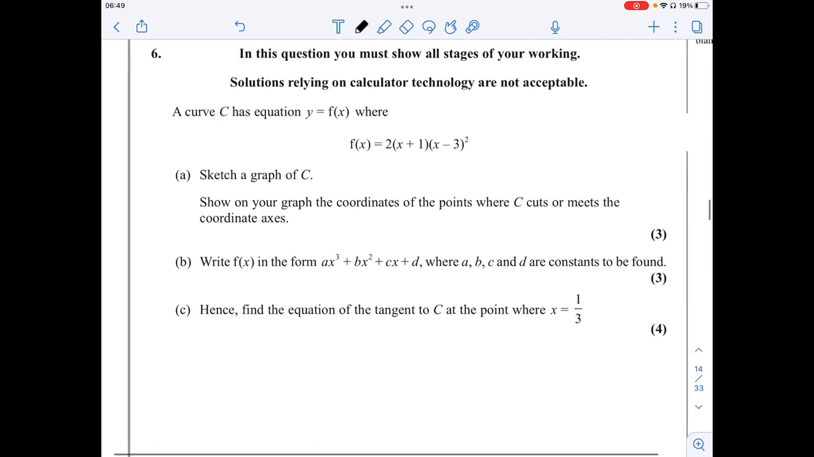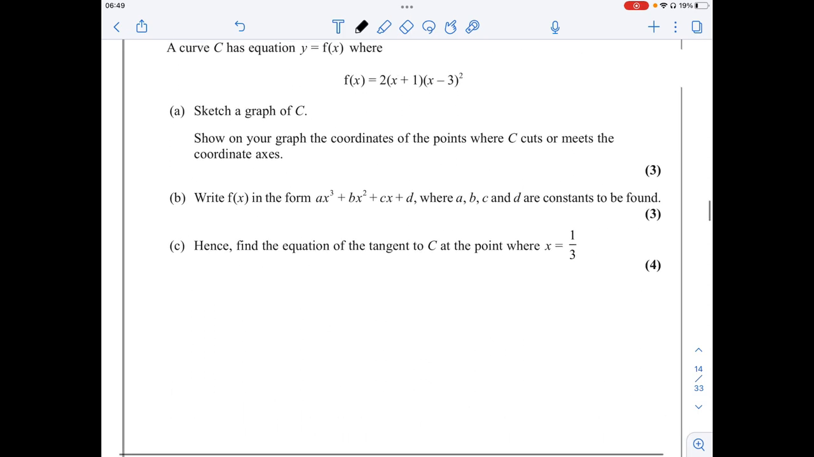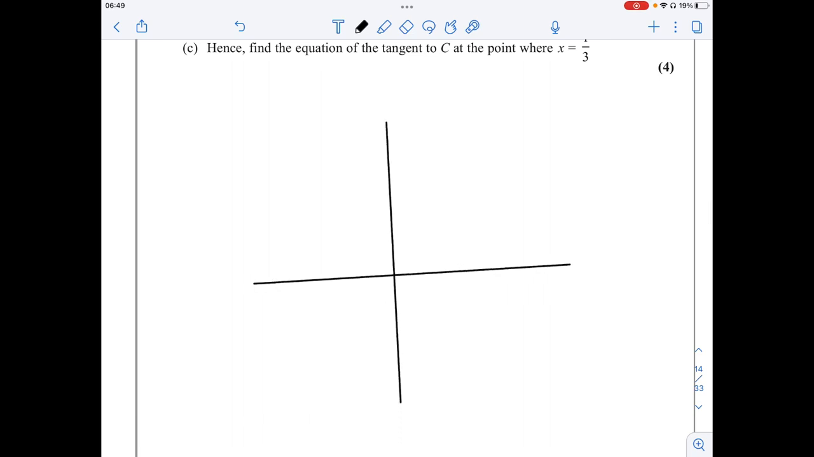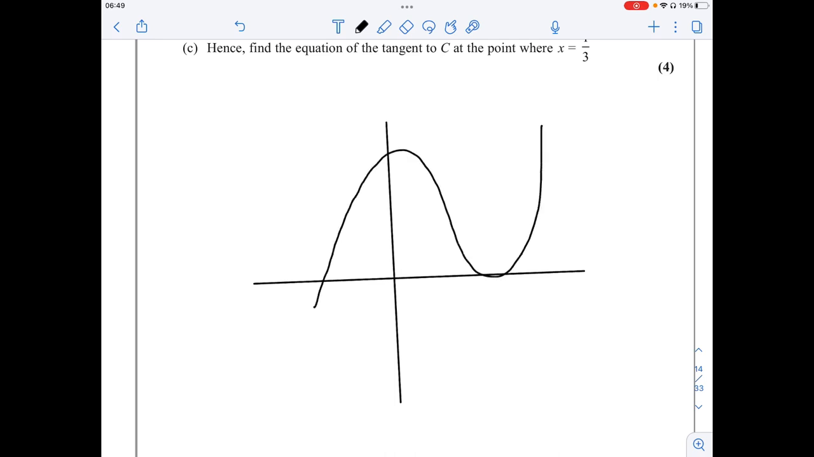Now, question number 6. The curve has an equation y equals f of x. Sketch the curve C. The critical points are minus 1 and it is bouncing at 3. So it should be passing through minus 1 and bouncing at 3. So this should be the curve, and we should know the point on the y-axis.